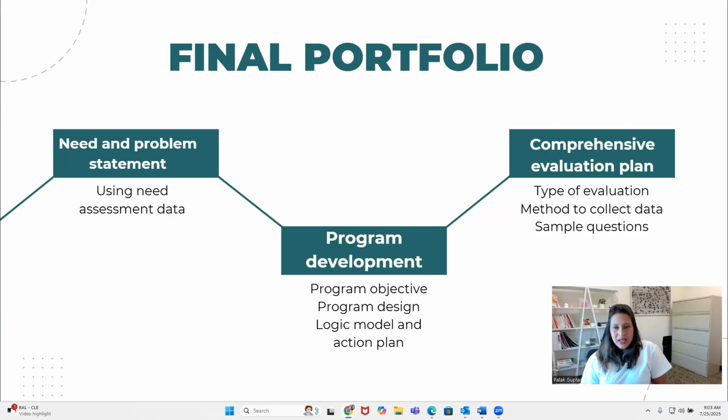So once this is complete, I feel this final portfolio is more than an academic exercise. It's a professional product students can, in the end, share with future employers or community partners to demonstrate their applied skills in real world program design, implementation, and evaluation.